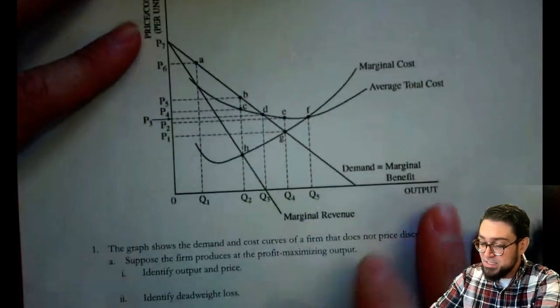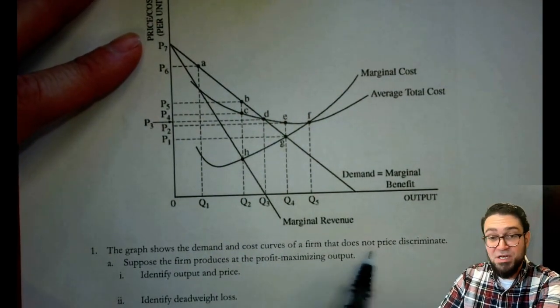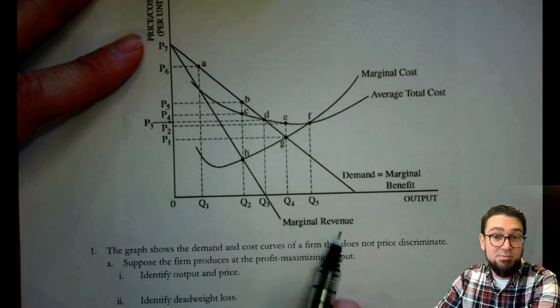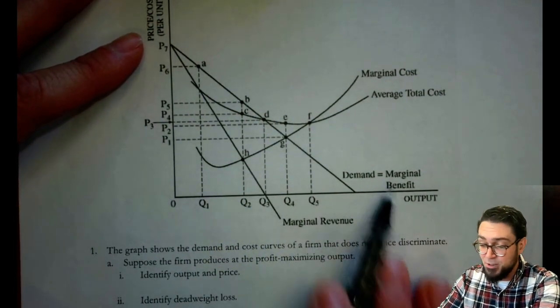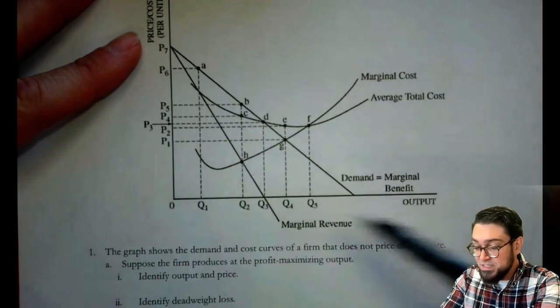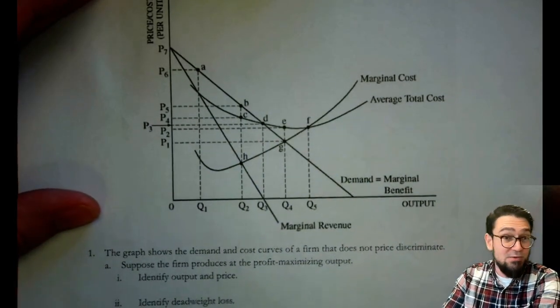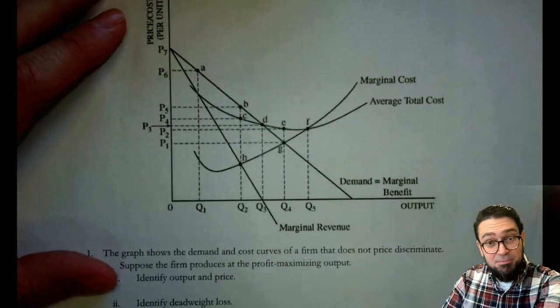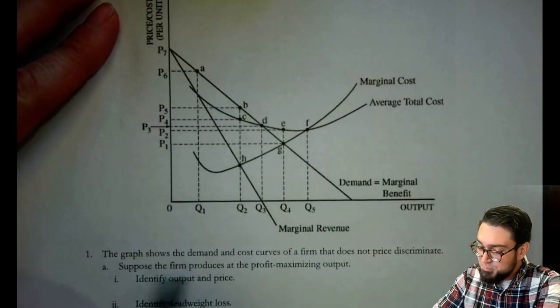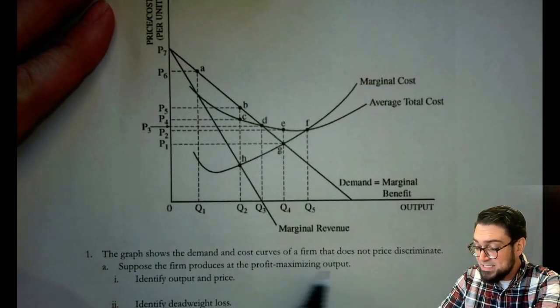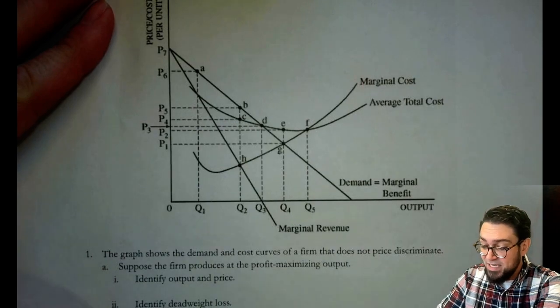Now, it says the graph shows the demand and cost curves of a firm that does not price discriminate. So we know that's why the marginal revenue is separated from the demand or the marginal benefit curve. And we also know that this is a monopoly, or it could be monopolistic competition, but we haven't learned what that is yet. So we could probably just say, yep, this is a monopoly.